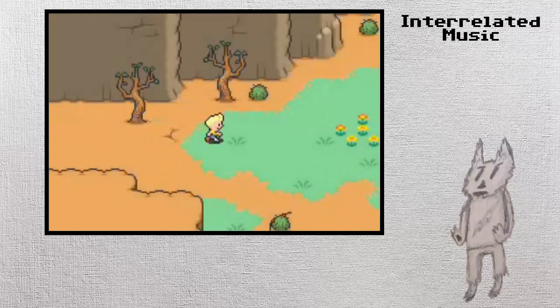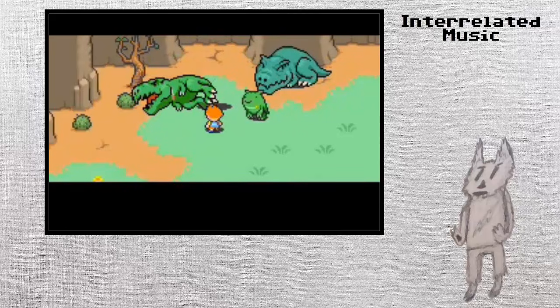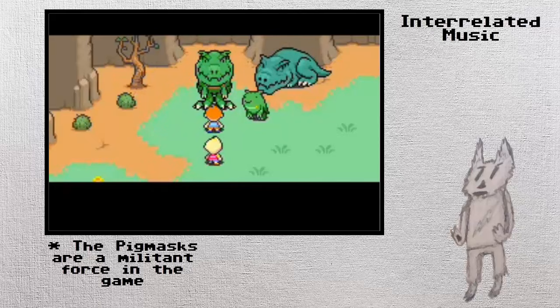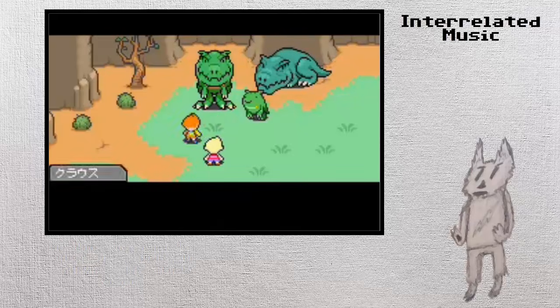It's the same for the pig mask theme. Whenever the enemy shows up, or whenever tension is happening, the pig mask theme shows up in order to symbolize their overarching power and grip and their evilness. So the music is used as symbolism, which is what a motif is really good at.